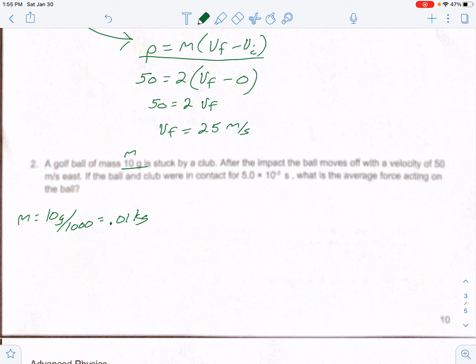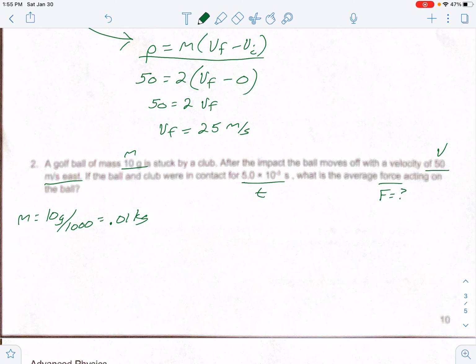After the impact, the ball moves off with a velocity of 50 meters per second east. So I have my velocity, 50 meters per second east. I don't know if there's going to be another velocity yet, so I'm just going to leave it as V. If the ball and the club were in contact for 5.0 times 10 to the negative 3 seconds, so there's my T. What is the average force acting on the ball? So that means F is our question mark.